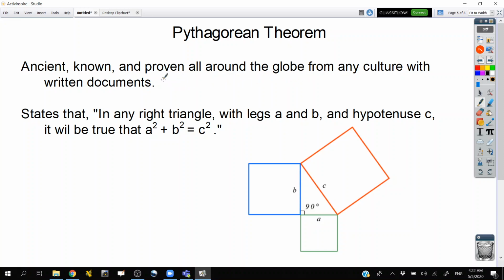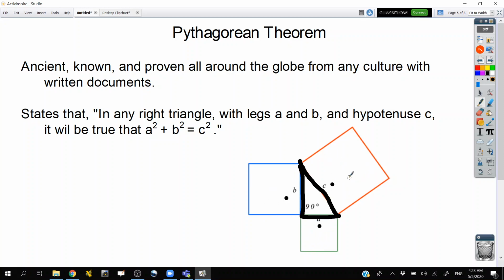The Chinese proved that the Pythagorean theorem was real. The Babylonians proved it was real. Lots of cultures have done this. It wasn't unique. It states that in any right triangle, so down here we have this right triangle, with legs a and b and hypotenuse c, it will be true that a squared plus b squared equals c squared. So if we add this square down here to this square here, we get this square up here.